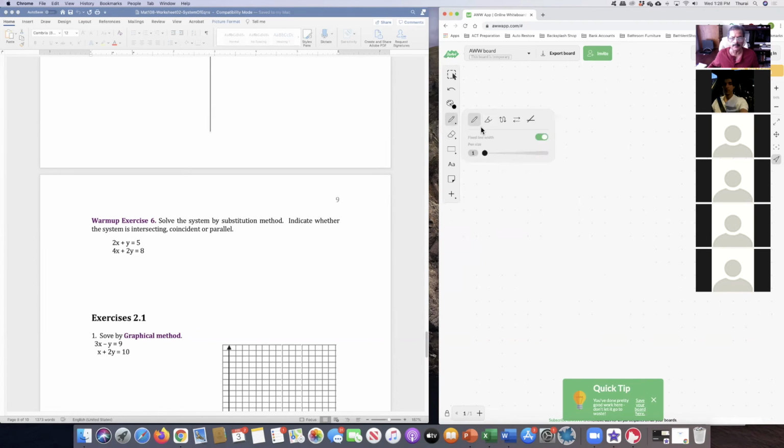It's fairly easy, but I'm going to just quickly go over that. I have 2 minutes. First equation, solve for y. I get y equal to minus 2x plus 5. And plug it into the second equation. Then I get 4x plus 2 times minus 2x plus 5 equal to 8. So 4x minus 4x plus 5 plus 10 equal to 8. And the x's are canceling out. I'm getting 10 equal to 8. What does this mean?